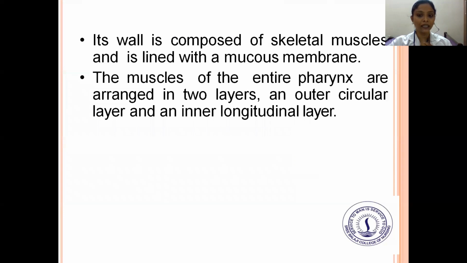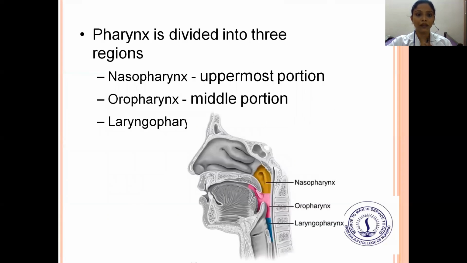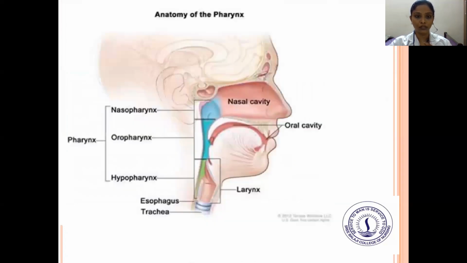The muscles of the entire pharynx are arranged in two layers. One is the outer circular layer and the next one is the inner longitudinal layer. So the pharynx is covered by two muscle layers. And the pharynx is divided into three regions, that is nasopharynx, oropharynx, and laryngopharynx. The nasopharynx is the uppermost portion, the oropharynx is the middle portion, and the laryngopharynx is the last portion.